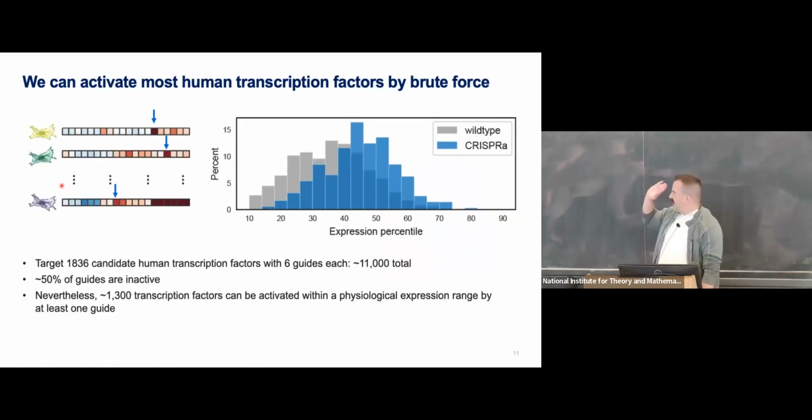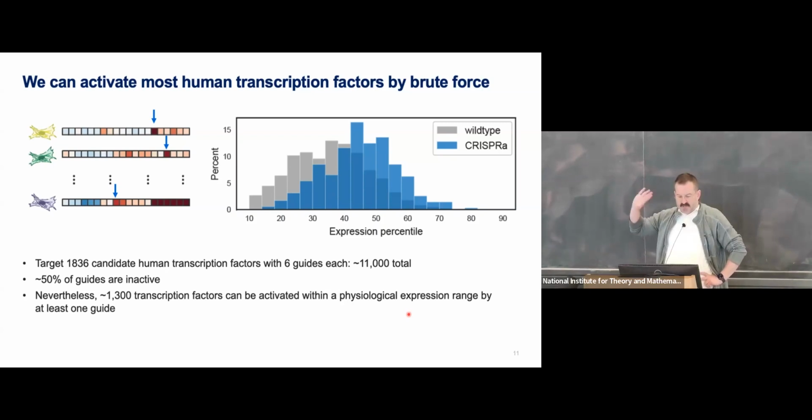If CRISPRi is a pain, CRISPRa is a pain in the ass, the guides here really don't work. So we have to use this brute force strategy where we're targeting 1,836 transcription factors. We target them 6 times each in this library, so it's an 11,000 guide library. And you need that because many of them are just truly inactive. So if half this library does nothing, that's just money we're flushing down the toilet. Nevertheless, we can activate about 1,300 transcription factors within a physiological expression range using this approach.